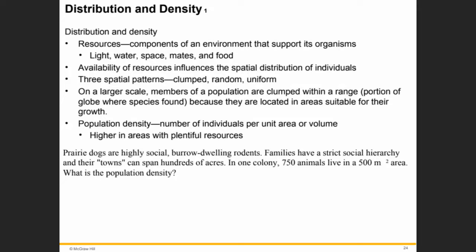So just to remind you, a population that has a negative growth rate is when the death rate exceeds the birth rate. That population has a negative growth rate.